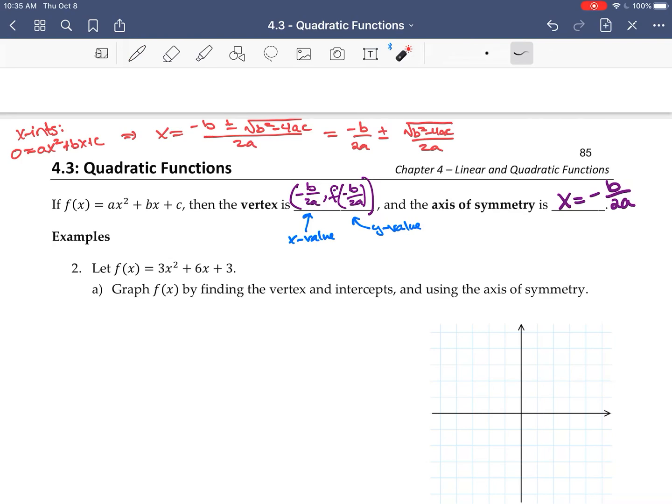Because of the symmetry, and the symmetry goes through the vertex, the x-intercepts should be equally far away from the axis of symmetry. So that means this is how they separate. So this part here has to be the x value of the axis of symmetry. So that means the vertex has to be at that x value. You don't need to remember that, but that's where it comes from.